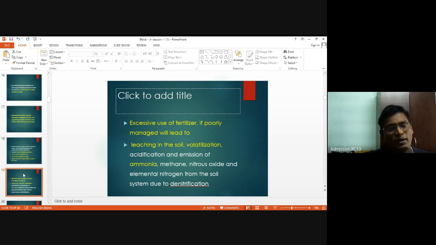In the same way, the excessive use of fertilizer, if poorly managed, will lead to leaching in the soil. We studied in the previous discussion class that we consider fertilizers very essential, very good, enriching soil fertility and helpful for food production. But if you use these fertilizers excessively, even the potassium, phosphate or nitrogen, the consequent effect is that it will contaminate the water body, which we call eutrophication. The excessive fertilizer applied in the crop field will leach.